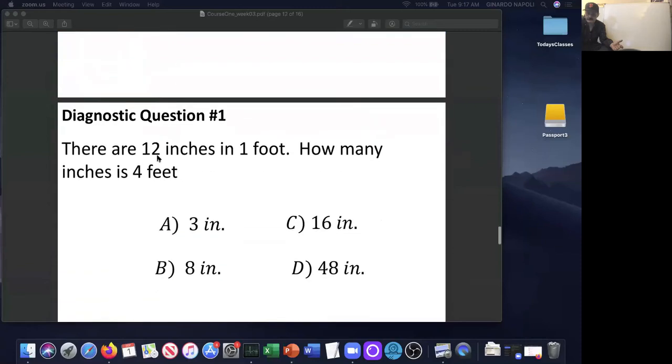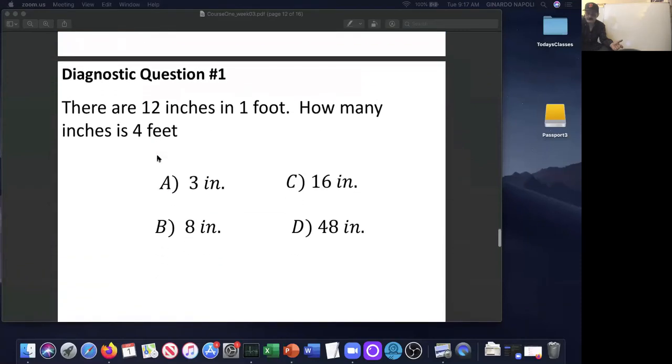And so if we look at this, they tell you the first sentence, the equivalence statement. And then they ask you, well, if there's 12 inches in 1 foot, how many inches is 4 feet? Okay, so I'm going to call randomly on somebody. Okay, Jared, what do you think the answer is?